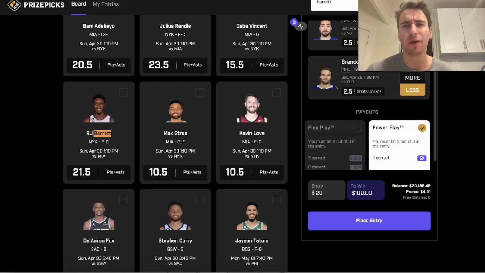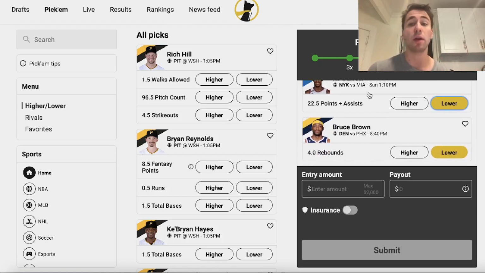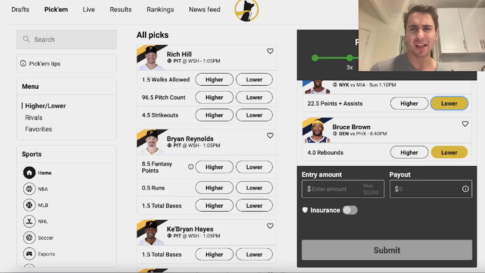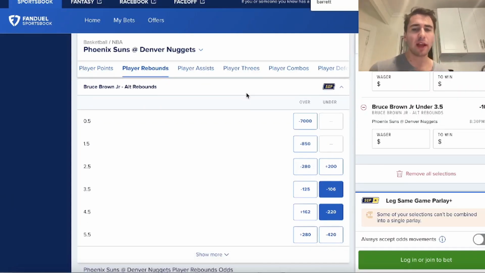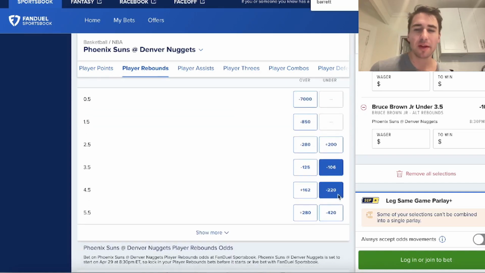And you can find value on Prize Picks. You can find value on Underdog, whatever. But the second play we want to be on is Bruce Brown under 4 rebounds. I've explained this before, but you can look at FanDuel. We know that Underdog is not changing our payout based on us selecting over or under. And if you look at FanDuel, they have alternate markets. So if we look at Bruce Brown player rebounds, you can see they have the under 4.5 at minus 220.